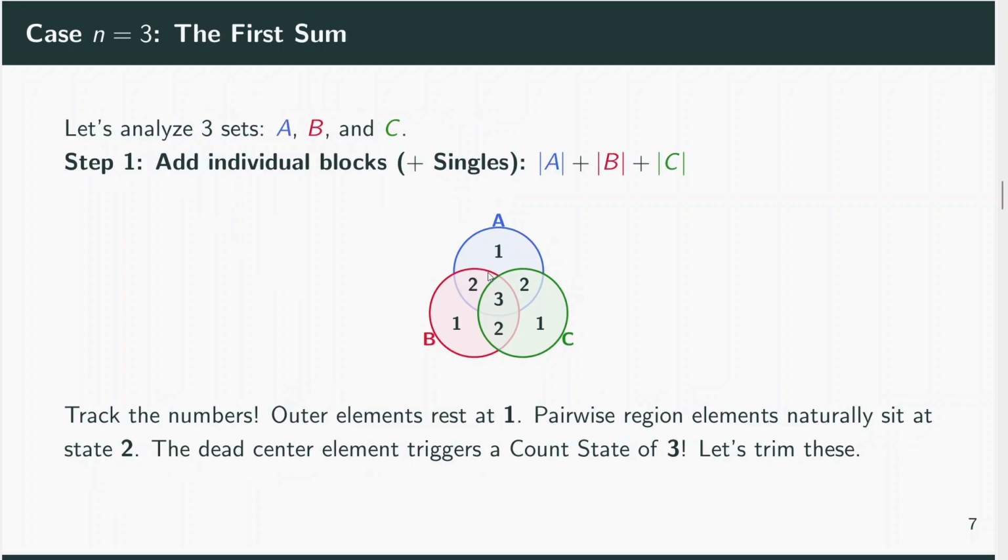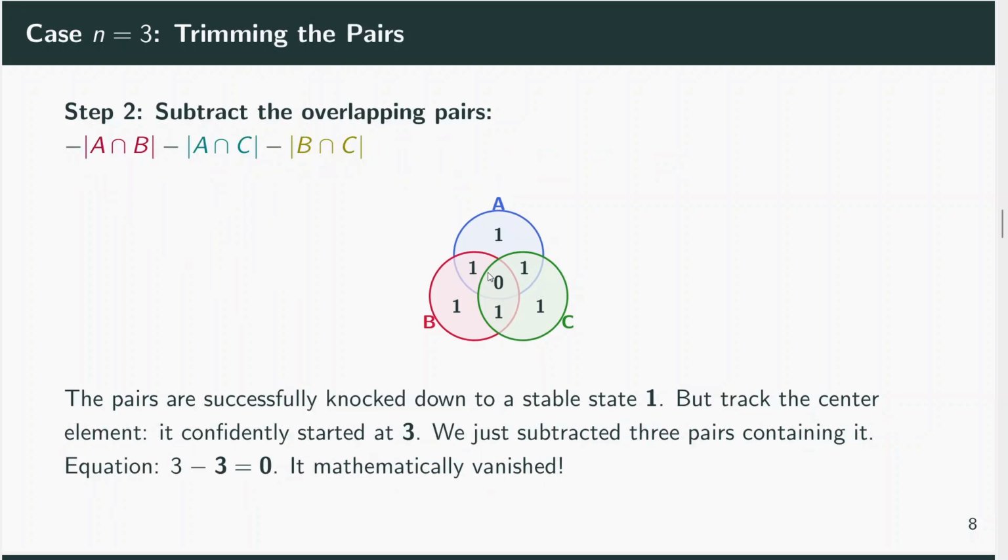Perfect. Similarly, the element in the region where A and C overlap but not B was at count state 2. When we subtract A intersect C, it gets knocked down by 1. 2 minus 1 equals 1. Count state 1. And the element in the B and C overlap region was at 2. Subtracting B intersect C brings it to 1 as well. All 3 pairwise regions have been successfully corrected to count state 1. Excellent. That looks like progress.